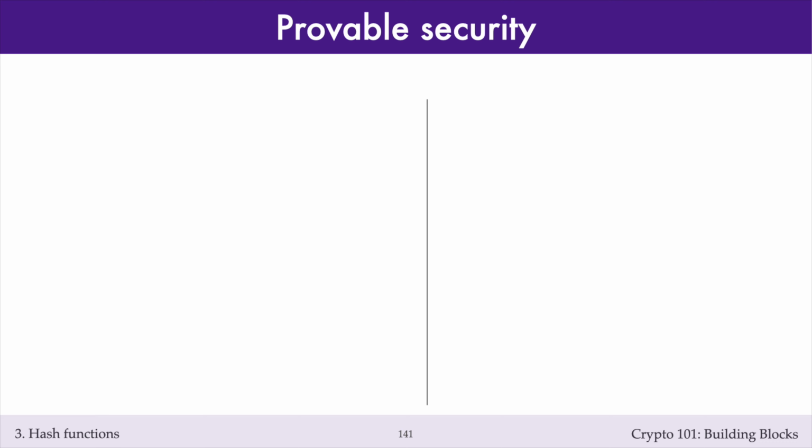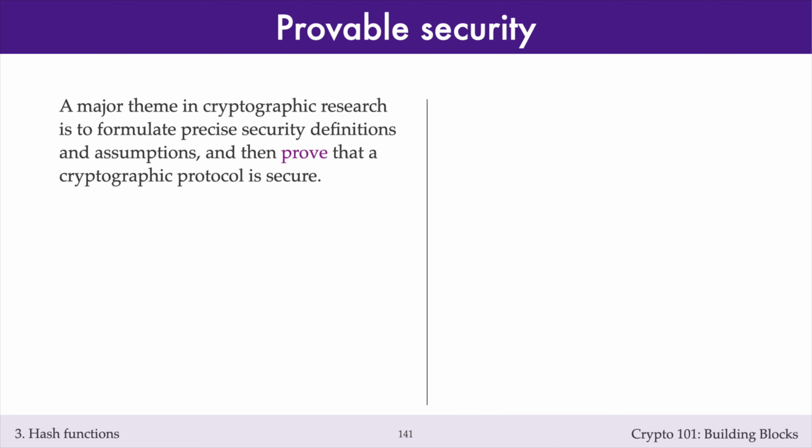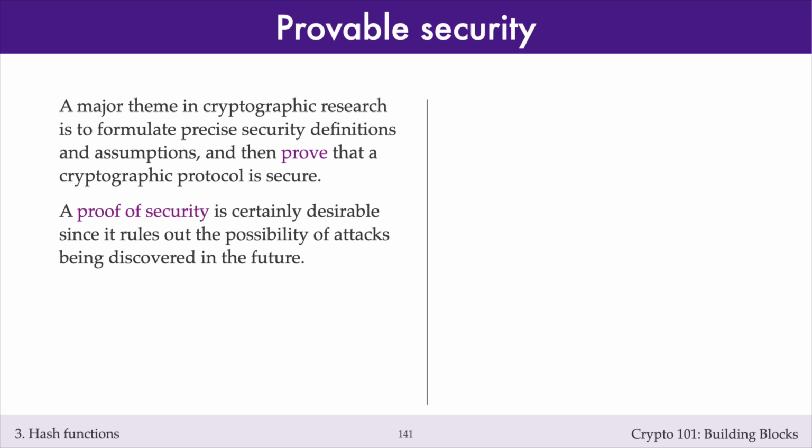As I mentioned, Merkle's theorem has a very nice security guarantee, namely that h is collision resistant. However, Merkle's theorem also has a strong hypothesis, namely that f is collision resistant. A major theme of cryptographic research is to formulate precise security definitions and assumptions, and then prove that a cryptographic protocol is secure under the stated assumptions. A security proof is certainly desirable since it rules out the possibility of attacks being discovered in the future.